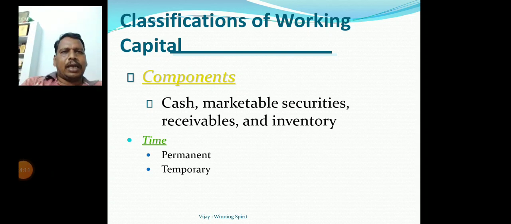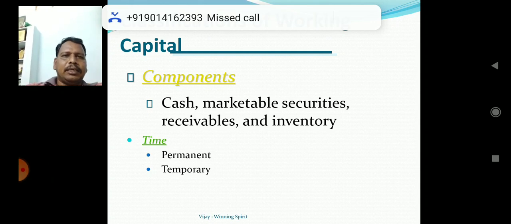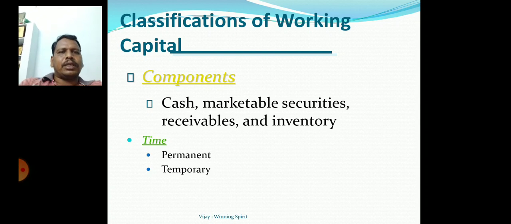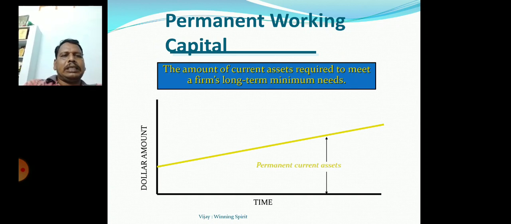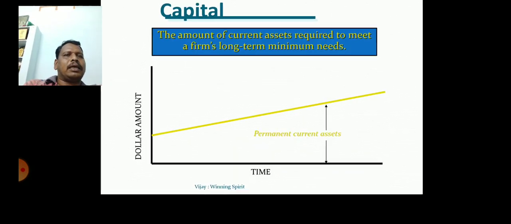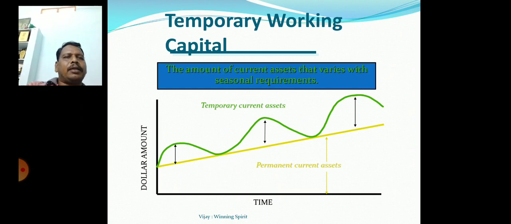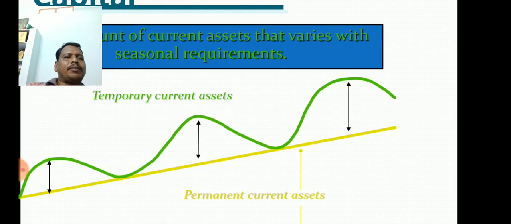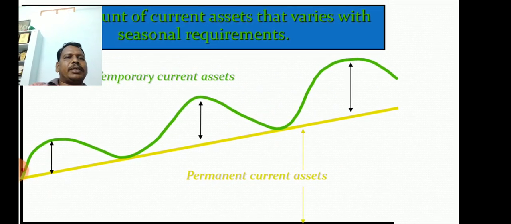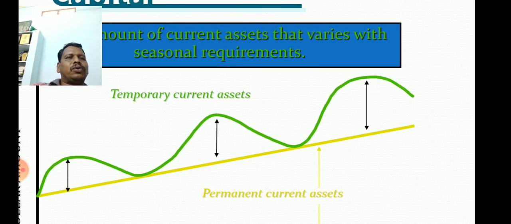As we discussed in the previous slides, the classification of working capital, the components: cash, marketable securities, receivables and inventories. From the time point of view: permanent working capital and temporary working capital. This slide clearly shows that permanent working capital is the amount of current assets required to meet the firm's long-term minimum needs. Temporary working capital is the amount of current assets that varies with seasonal requirements. The graph shows the seasonal requirements. The lower line shows the permanent current assets, while temporary current assets fluctuate due to the seasonal changes.